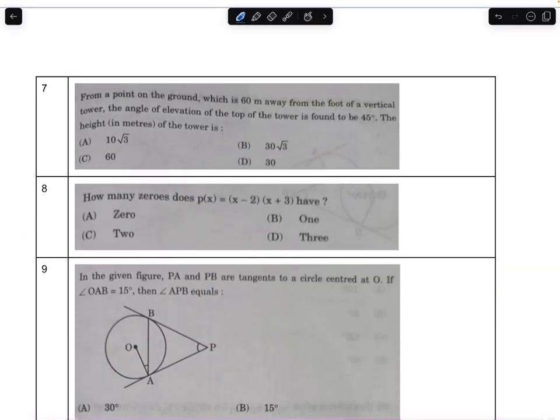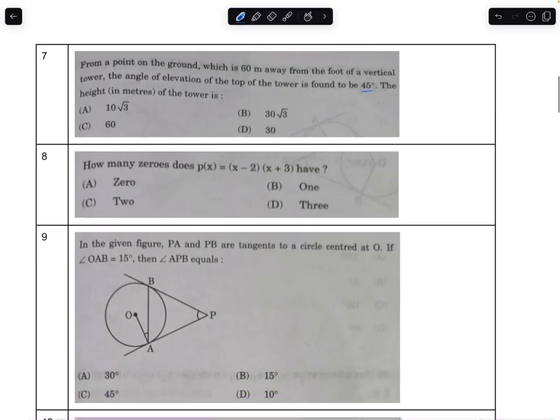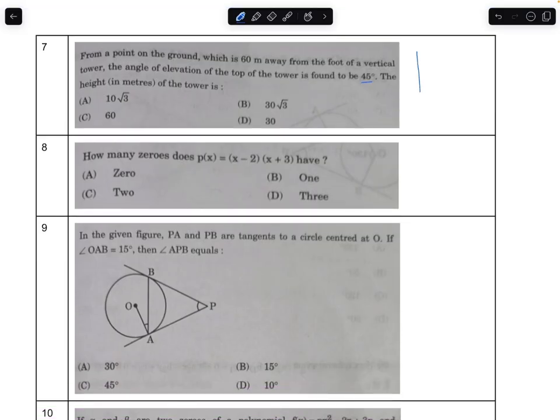Question 7. From a point on the ground which is 60 meters away from the foot of a vertical tower, the angle of elevation of the top of the tower is found to be 45 degrees. The height of the tower is. Let this be the tower. Let's name it as AB, and B is the base of the tower.